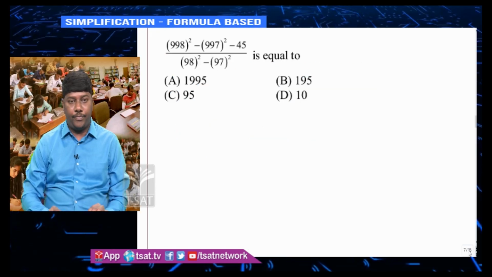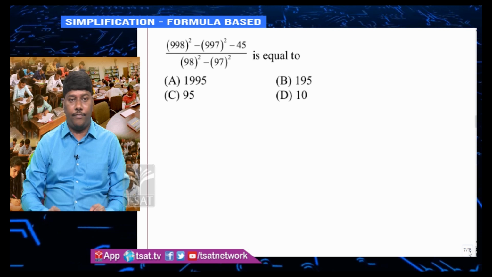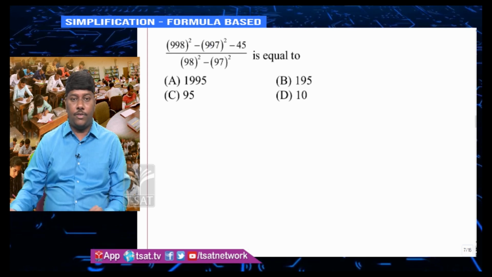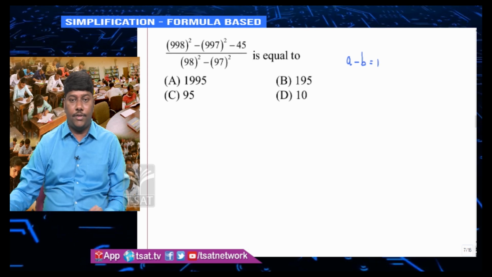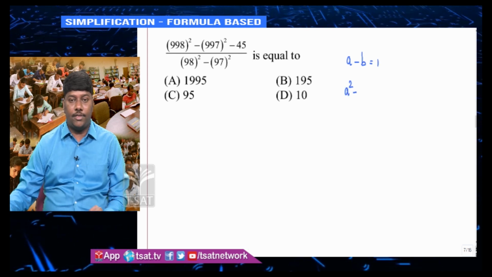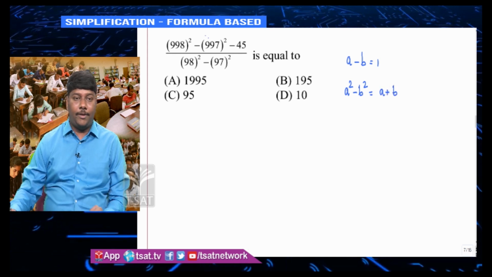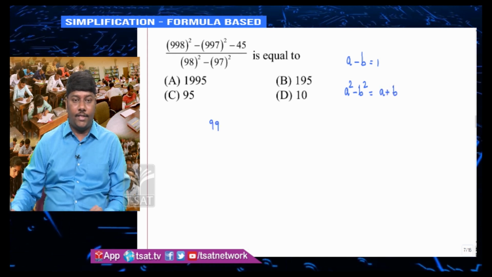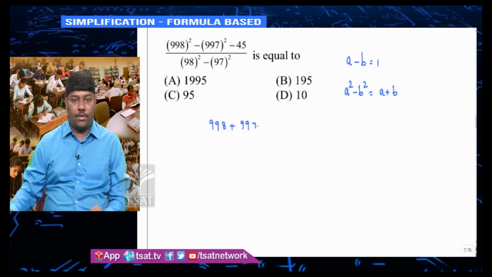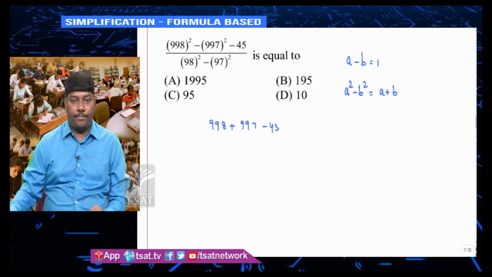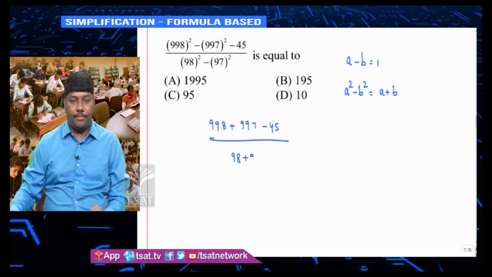And look at this here. 998 whole square minus 997 minus 45. It is in the form of a square minus b square, where a minus b is equal to 1. When a minus b is equal to 1, we know a square minus b square is equal to a plus b. Therefore, I can write the numerator as 998 plus 997 minus 45, divided by 98 plus 97.